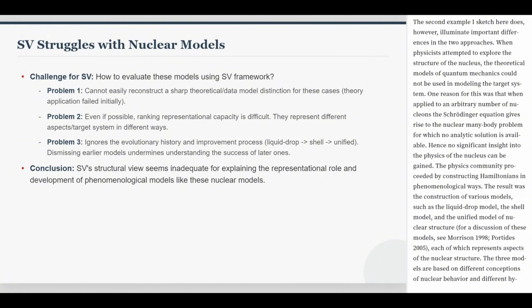Third, and perhaps most importantly, SV tends to ignore the history of science. The liquid drop and shell models weren't just discarded when the unified model came along. They were important steps, providing insights that contributed to the unified model's development. Dismissing earlier models because they don't fit the SV's ideal structure would mean we can't properly understand why the later supposedly better models succeeded. It seems SV's purely structural approach doesn't fully capture the dynamics of how these kinds of scientific models work and improve.